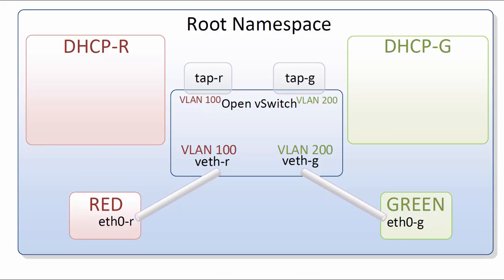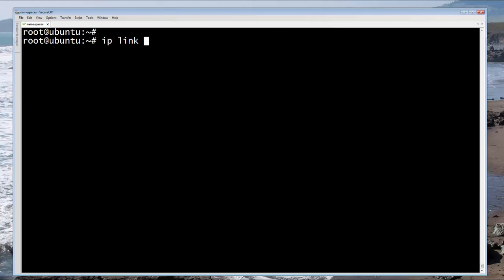Looking at the diagram, there are two new internal ports. However, they are sitting in the root namespace still. They need to be moved to the right namespaces.